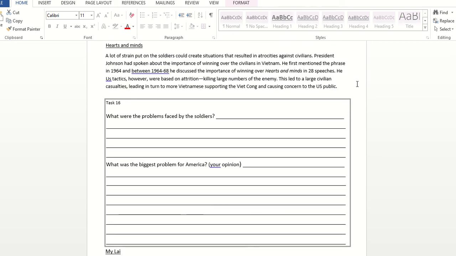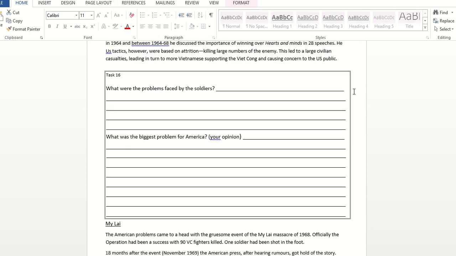But finally, and perhaps most importantly, President Johnson spoke about winning hearts and minds of the Vietnamese peasants. But the US tactics led them against the peasants. And the peasants were not likely to support the US Army because of their tactics.